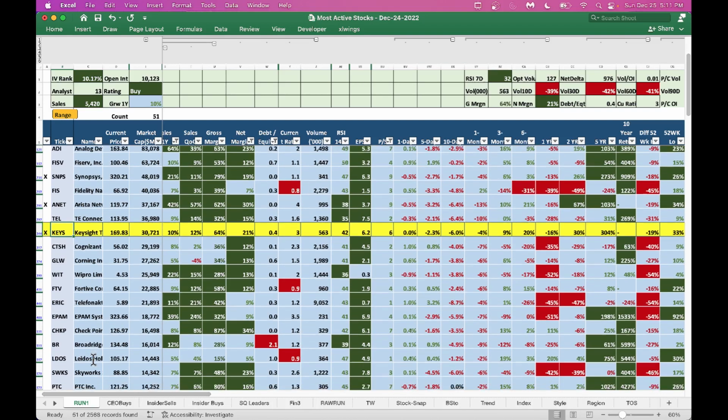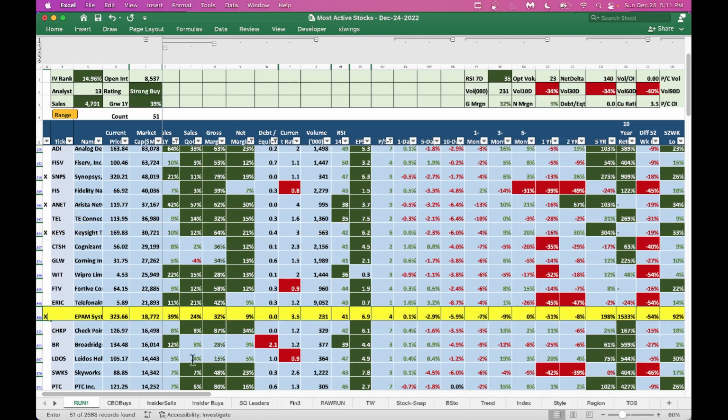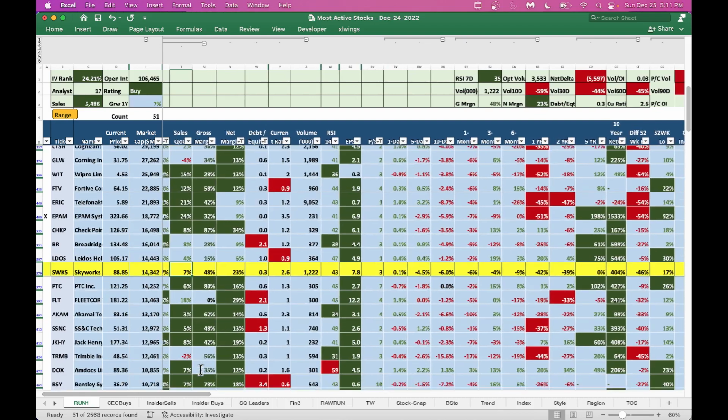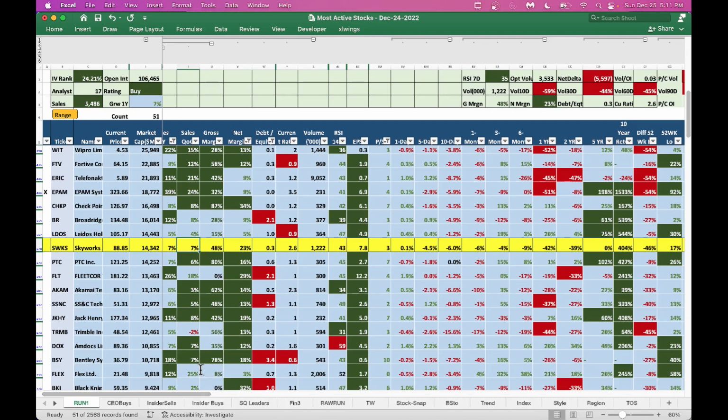And keep watching the performance here. EPAM seems to be doing pretty well here. You can add EPAM to your long-term portfolio. And keep watching. We got a few more names here. Keep watching the 10-year performance. Many of them have done well.